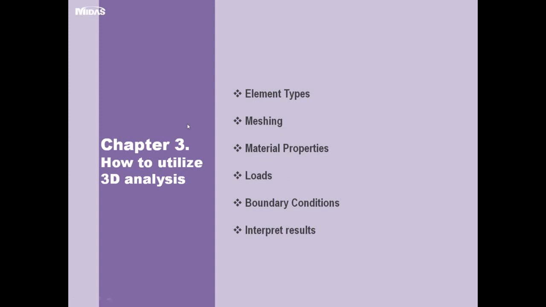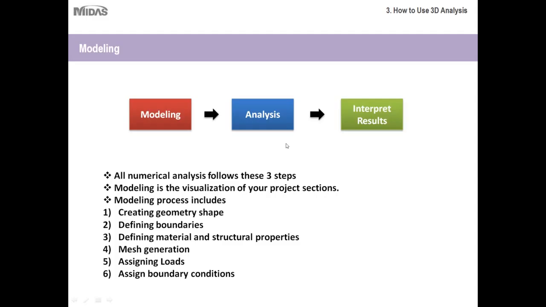So now we'll move on to Chapter 3, which is really the bulk of this presentation: how to specifically utilize 3D analysis. We'll be going over just the main fundamentals of modeling in 3D. We'll start off with element types, then an introduction to meshing, and then modeling material properties, loads, boundary conditions, and then finally how to interpret the results that your 3D model analysis gives you.